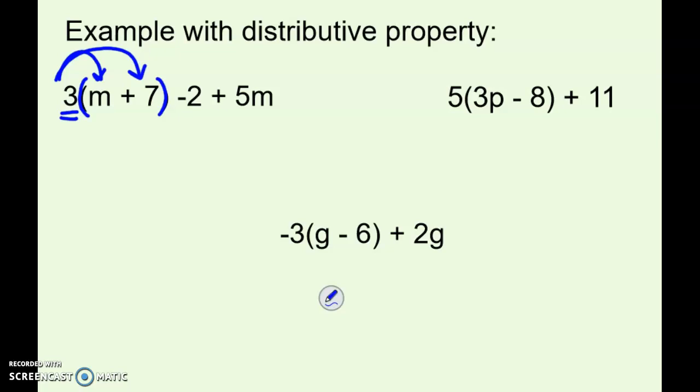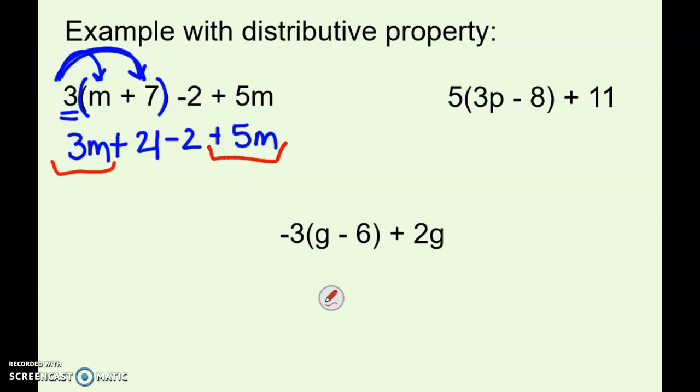Okay? So this first one means 3 times m, which I can just write as 3m. And then 3 times 7, which is 21. If it's positive, put a plus sign. If it was a negative, I'd put a minus there. And then I just bring the rest of it down. Copy everything. Okay. Now I can look for like terms, 3m and 5m. Put those together, 8m. And 21 minus 2, put those together. Okay. So again, this is simplifying because I've gotten rid of the parentheses. I actually distribute, rewrite everything, and then combine like terms.